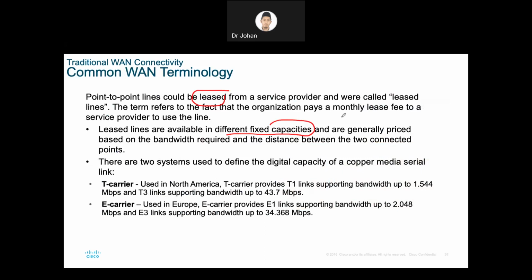There are two systems used to define the digital capacity of copper media serial links: T-carrier and E-carrier. T-carrier is used in North America. T-carrier provides T1 links supporting bandwidth up to 1.544 megabits per second, and T3 links supporting bandwidth up to 43.7 megabits per second. E-carrier is used in Europe. E-carrier provides E1 links supporting bandwidth up to 2.048 megabits per second.